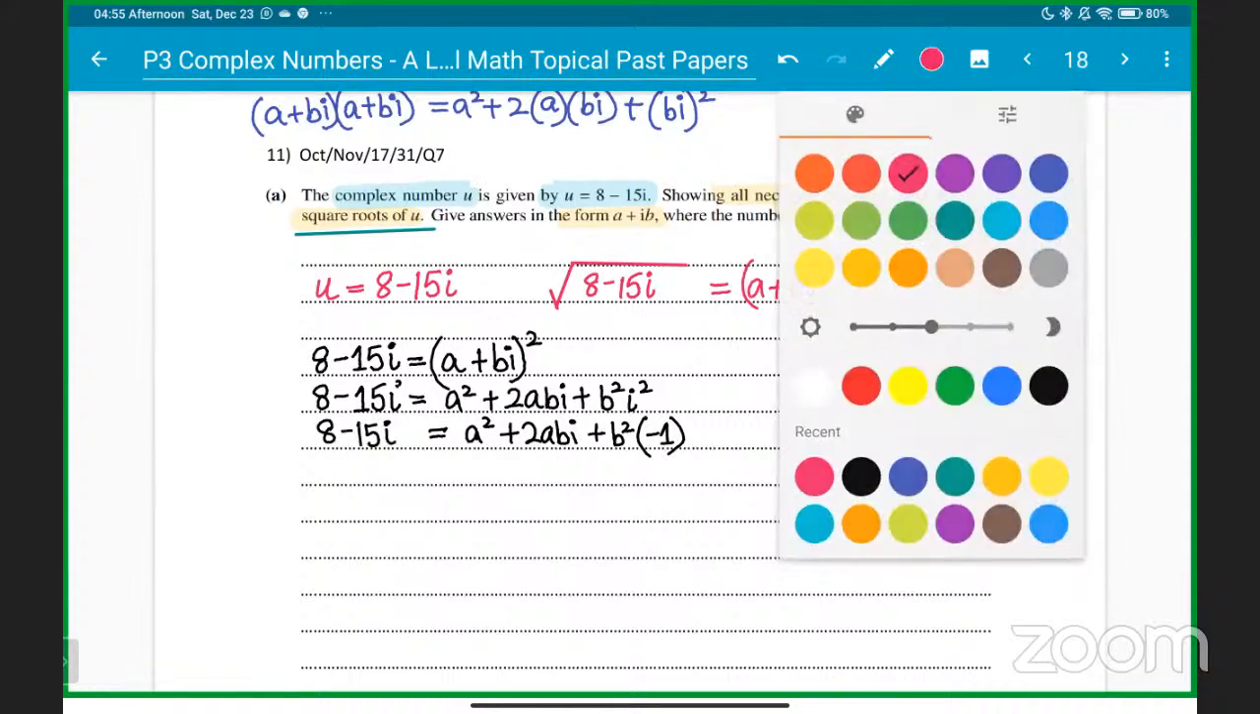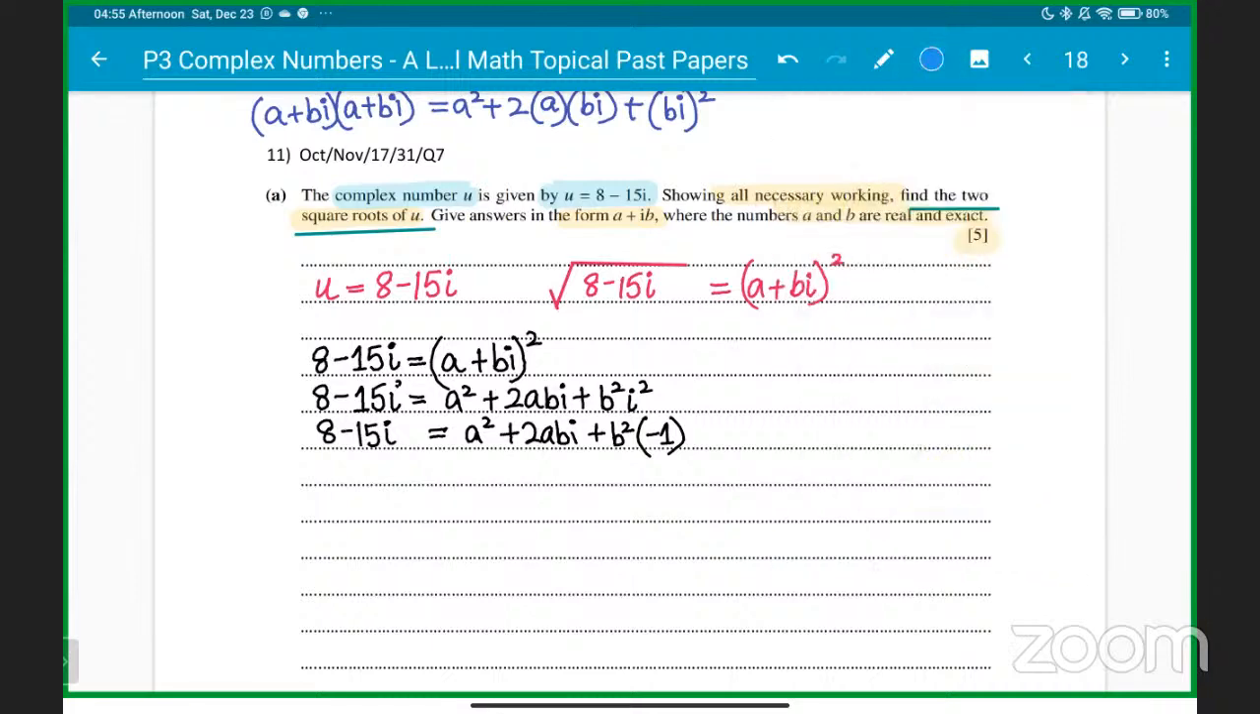How do you find square roots? Is very simple. Square roots are not difficult. Just have to do the comparing. So 8 minus 15i equals a square, b square times minus 1 becomes minus b square, plus 2 times abi. Let me know how many got this. Understood? Clear, guys?